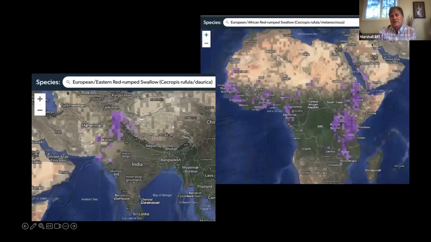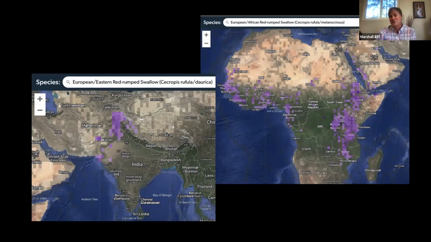And that gets to one of those key differences of this eBird informal taxonomy. When we have European/Eastern red rump swallow as an option, all those records that we're unsure of, either because they didn't have photos or media, or are coming from an overlap zone, end up in that slash. And then most of the records from sub-Saharan Africa are still parked in this European/African red rump swallow category. Most of those are African red rumps.